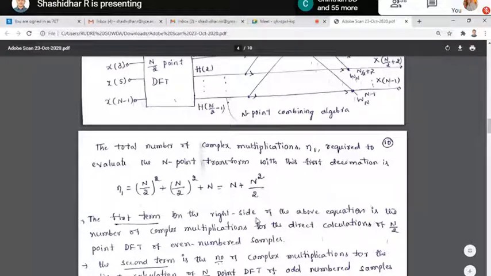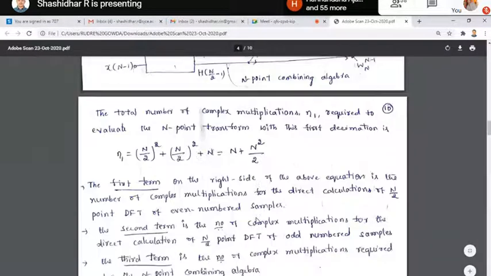So what is this first term? The first term is the complex multiplications of the direct computation for the even-numbered samples. This is the N/2-point DFT of the even values. This is the N/2-point DFT of the odd-numbered samples. This is the number of complex multiplications required for the N-point combining algebra.